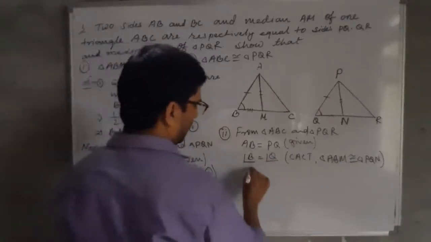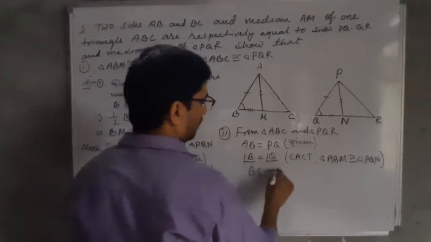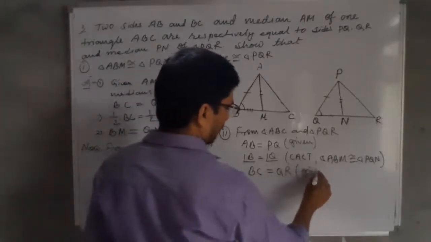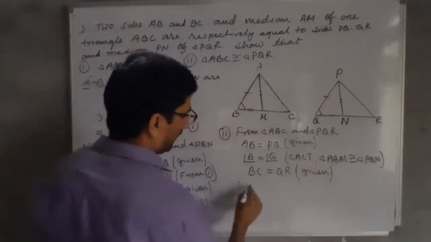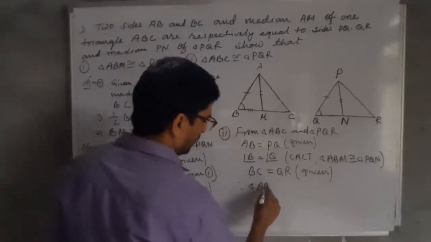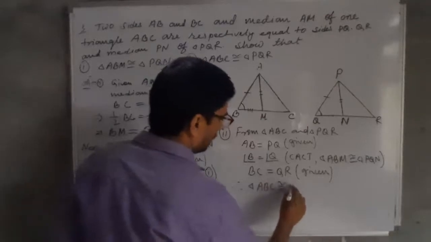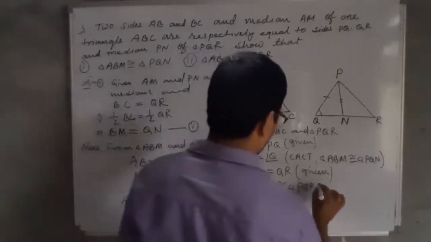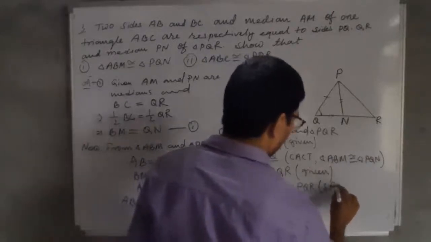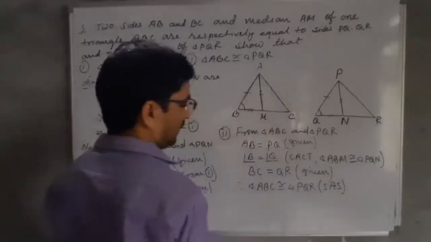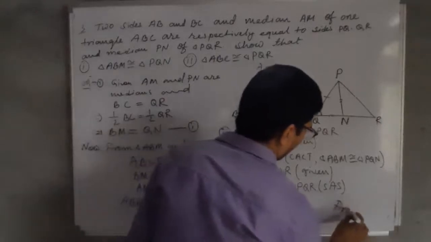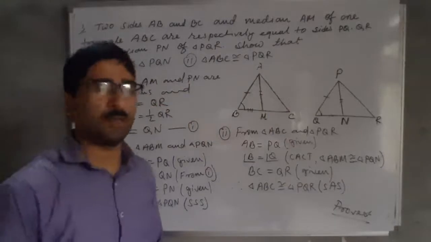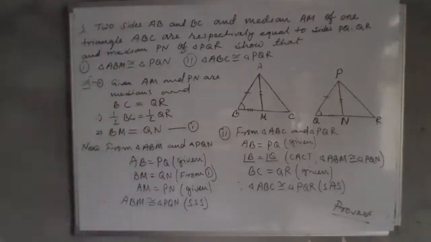And then BC is equal to QR. This is also given in the question. Therefore triangle ABC is congruent to triangle PQR according to side angle side. Yes. So we have proved both of these two. Okay. So this one is also simple.